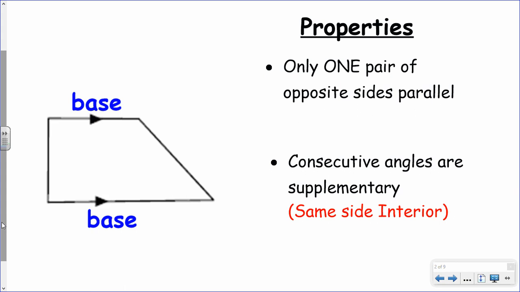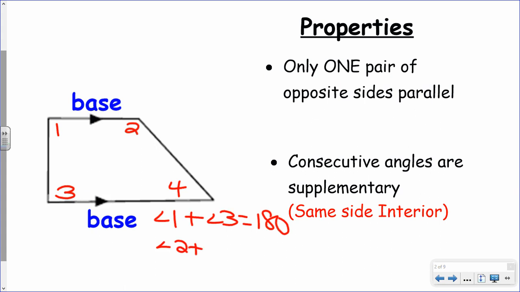And then what you need to know about a non-isosceles trapezoid is that consecutive angles are supplementary. And so what I mean by consecutive angles are supplementary, I'm talking about the same side interior angles based off of the parallel lines. So if I number these angles 1, 2, 3, 4, in this case, angle 1 plus angle 3 will equal 180 degrees. And then angle 2 plus angle 4 equals 180 degrees.